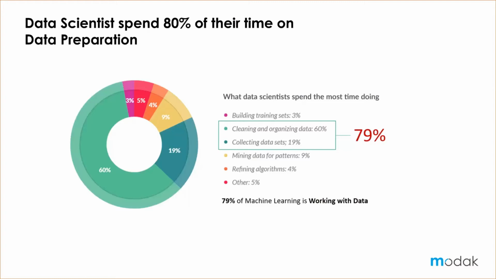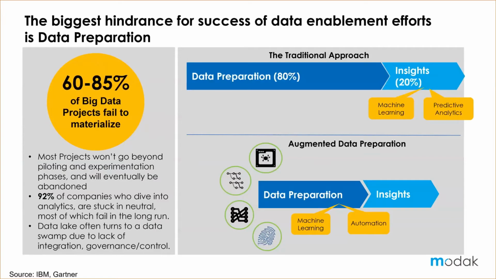60% of their time is spent on cleaning and organizing the data, 19% collecting the data, and look at the number for refining the algorithms. It's only 4%. So which algorithm to use and what not to use, only 4% of the time is used on that, but 80% of the time is used in data preparation, really, in any data analytics project at the enterprise level. So what essentially I'm getting to is, data preparation is the biggest hindrance for any data analytics or data science project, right? That's what the industry says, and that's what is happening in the industry.